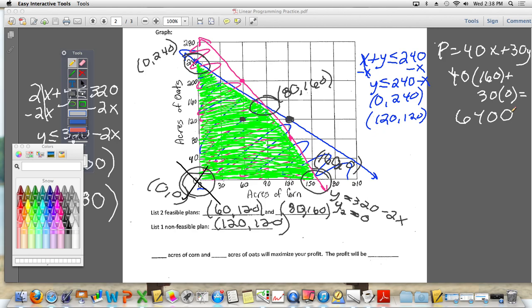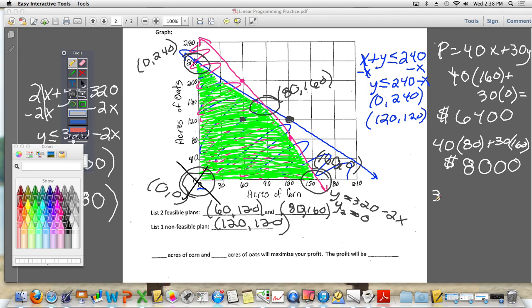Now what I need you guys to do is check this point, 80, 160. So I'm going to do 40 times 80 plus 30 times 160 and get me an answer. 8,000. Exactly 8,000? All right. So which one is more favorable so far? I'm going to go with the 8,000. I have one more point to check, and that last point is 240, 0.